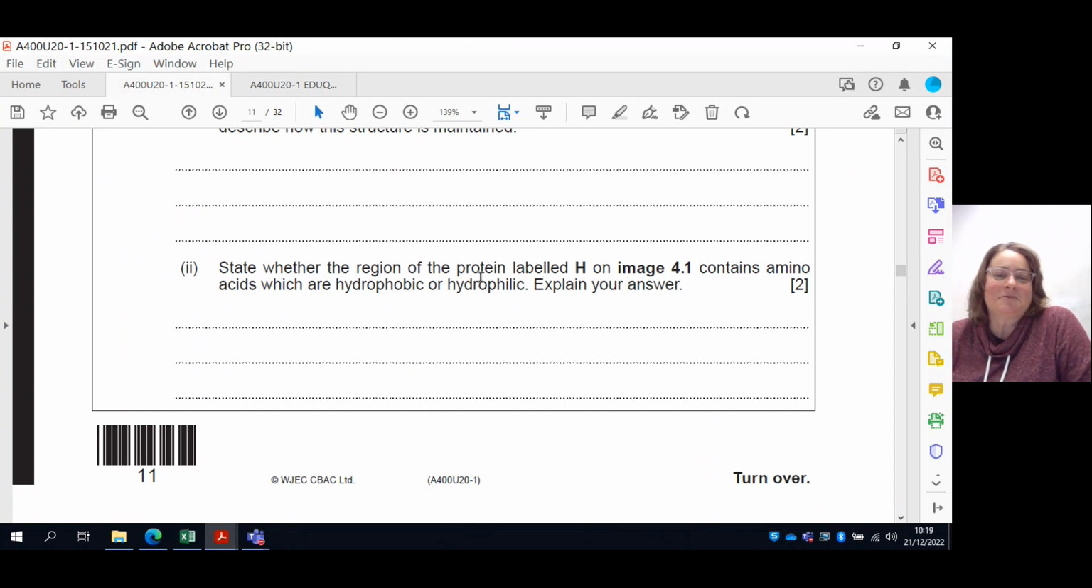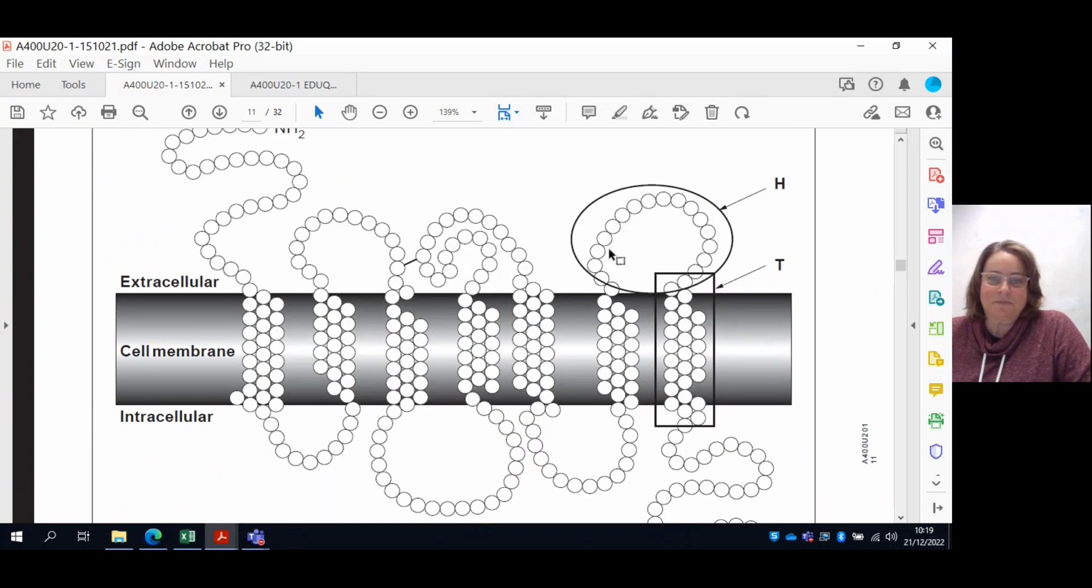Second question here: state whether the region of the protein labeled H contains amino acids which are hydrophilic or hydrophobic. So the first point of your 2 marks here, is it hydrophilic or hydrophobic? And then why? Look at the diagram, H. Look at the labels: extracellular, the actual cell membrane, intracellular. So you've got a water-based medium interrupted by your phospholipid bilayer, and then again your water-based medium. H is automatically arranging itself in a way that it's not stuck in the cell membrane. It doesn't seem to want to be in the membrane. It wants to be in the water-based region.